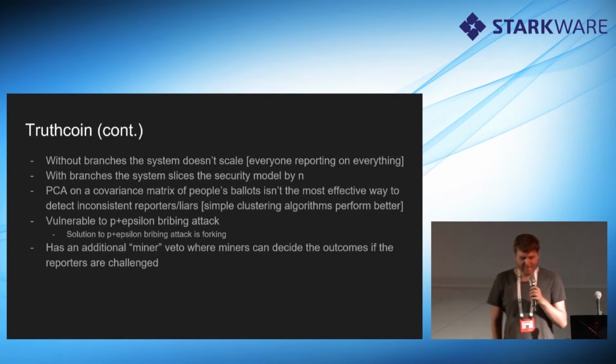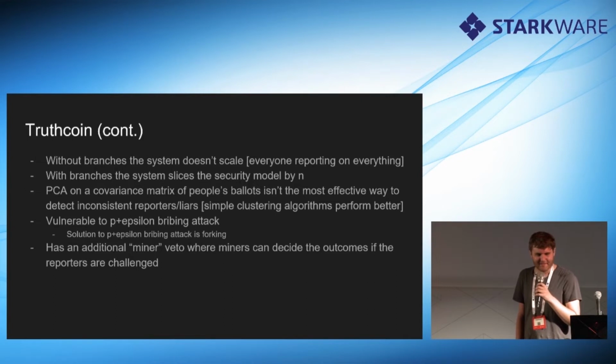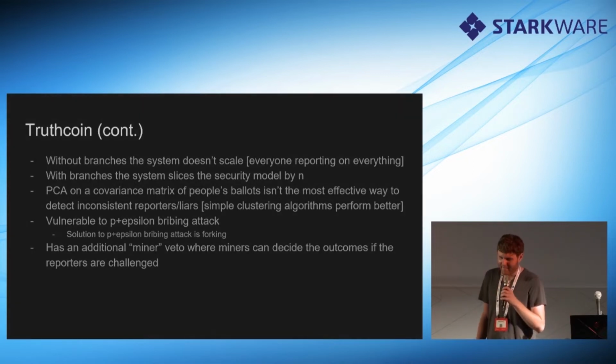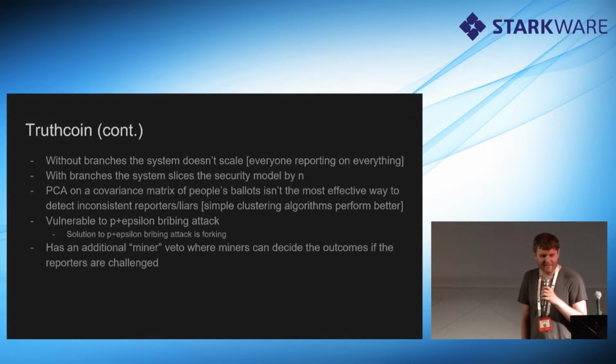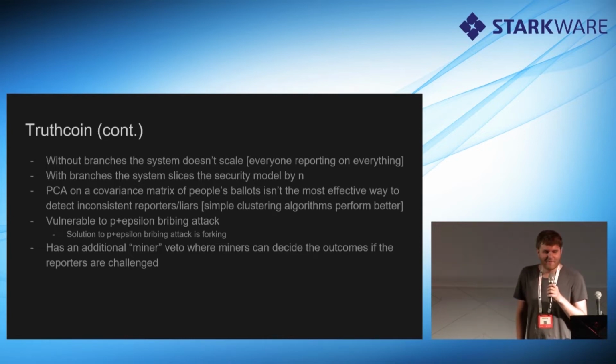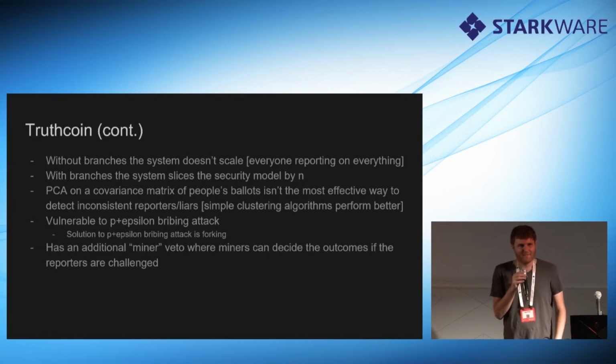Like principal component analysis, it turns out actually isn't the most effective way to distinguish between people who are being honest or reporting with the consensus and people who aren't. Simple clustering algorithms perform better. They're cheaper and easier to understand. But the other big problem is that it's vulnerable to a bribing attack called the P plus epsilon attack.